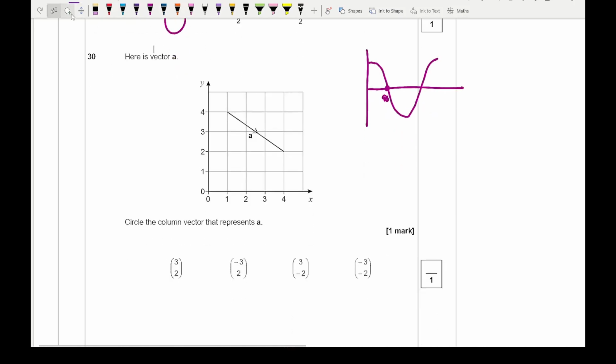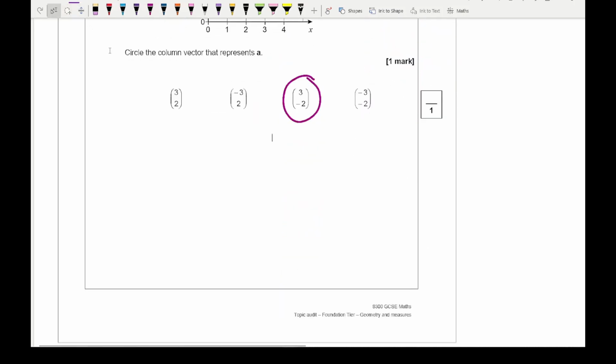Moving on to question 30, it says here is a vector A, and it says circle the column vector that represents A. Now here we can see the arrows going down, so this is our starting point. So looking at the horizontal movement, we can see we're going 3 squares to the right, and then we're going 2 squares down. So we're looking for 3, minus 2, which is our third option.